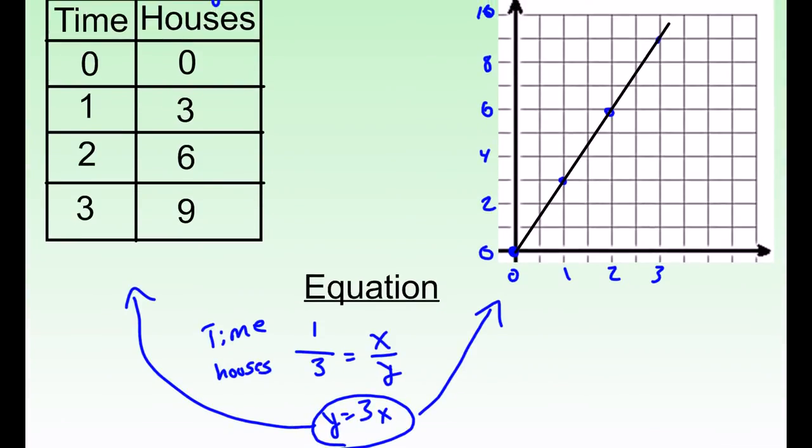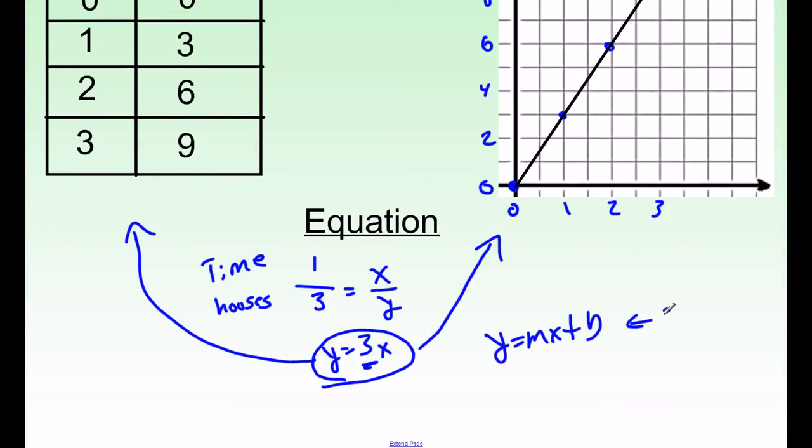A couple things to point out here. One is this 3 is the slope of the line. Y equals mx plus b. Remember this from the last lesson, this slope-intercept form?